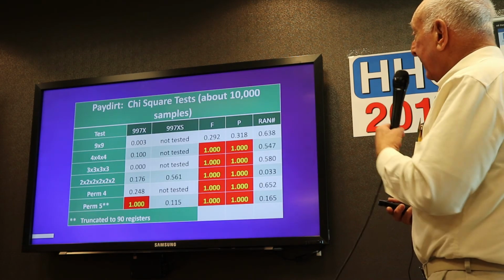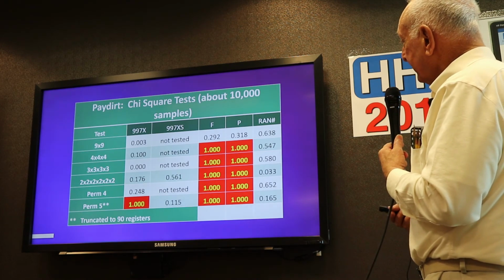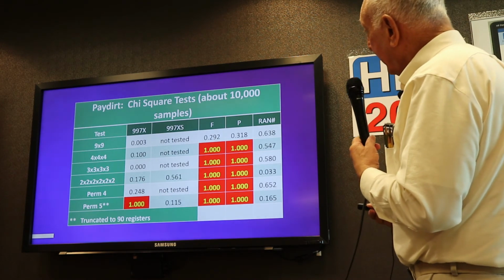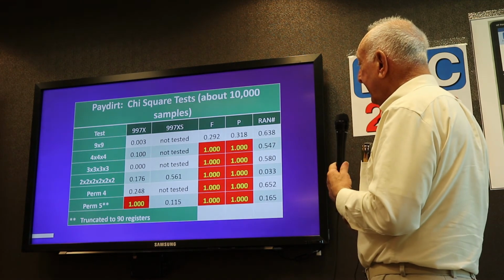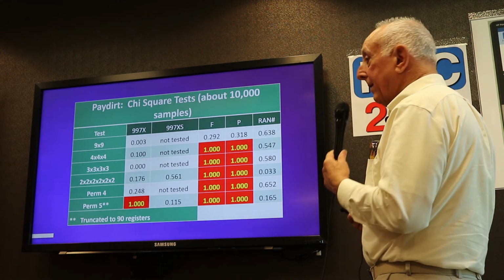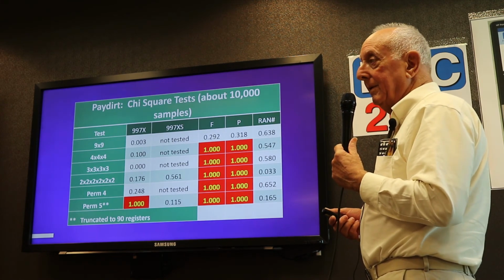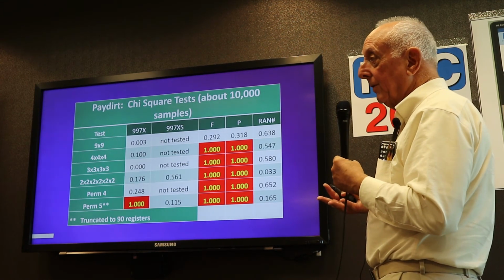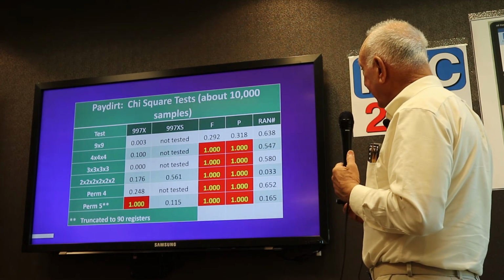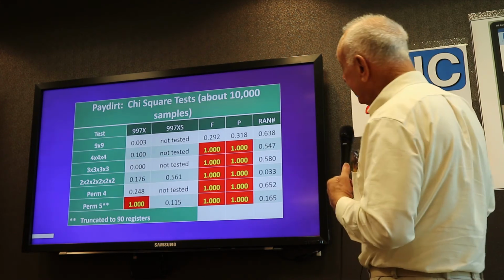So here's some tests that we did. Okay, 997X did fine until you try to consider permutations of 5 of them. If you have a group of 5, the permutations are not as random as you like. Everything else is okay. Now, for many problems, that might not matter at all.